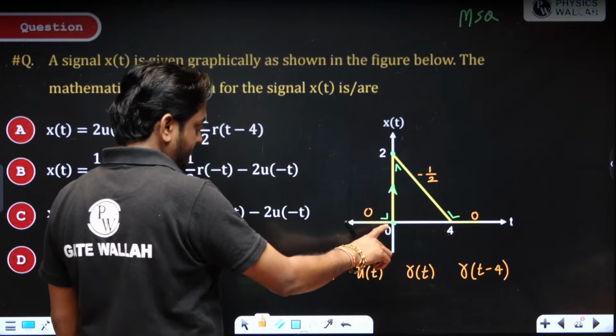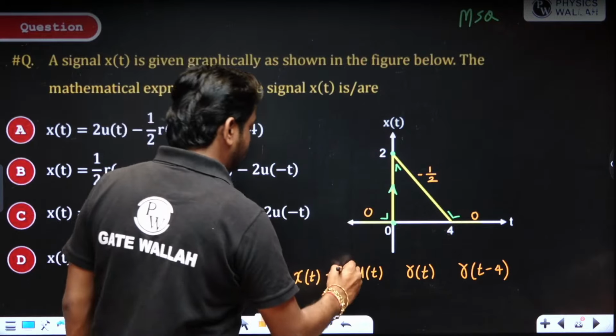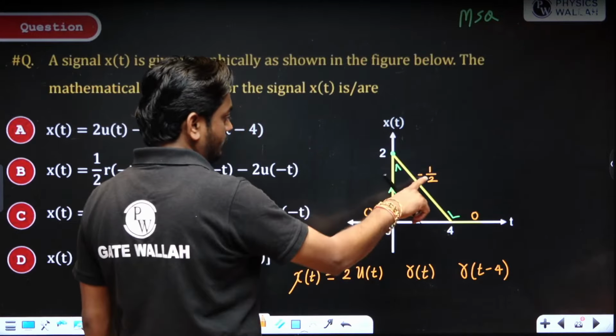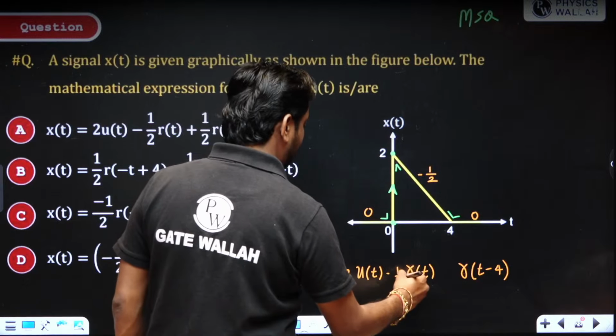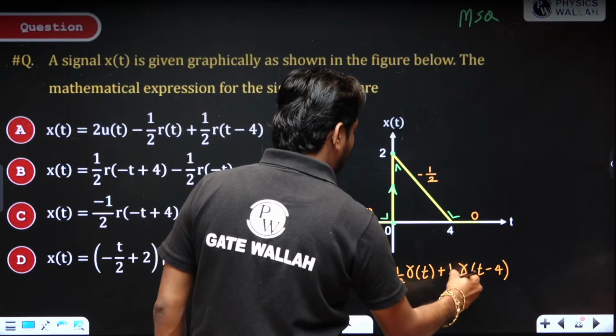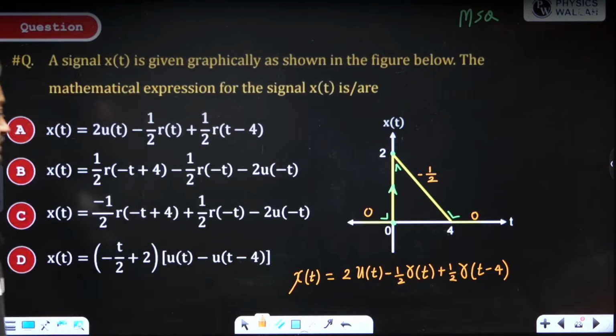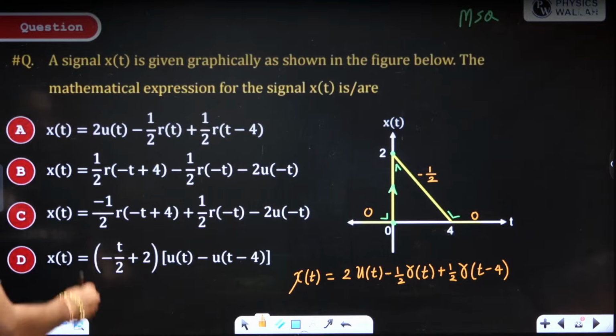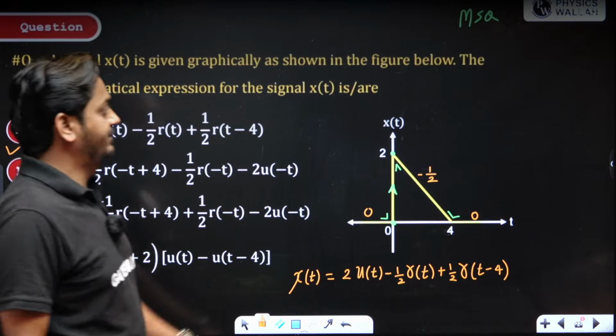Now the change in amplitude is 0 to 2, so this is 2. Here the change in slope, next slope minus previous slope, is minus 1 by 2. Here the change in slope, next slope minus previous slope, is plus 1 by 2. This is the first answer that is possible: 2 u of t minus 1 by 2 r of t plus 1 by 2 r of t minus 4. Option A is correct. But it's an MSQ type question, guys.